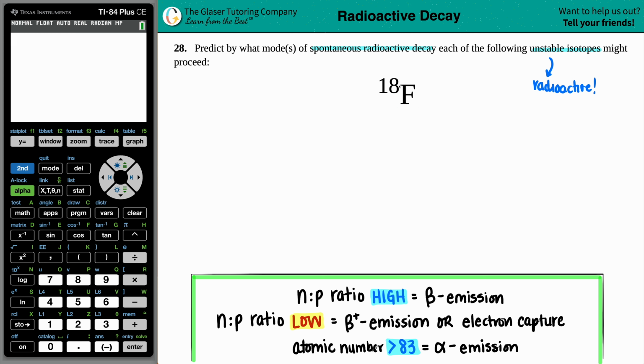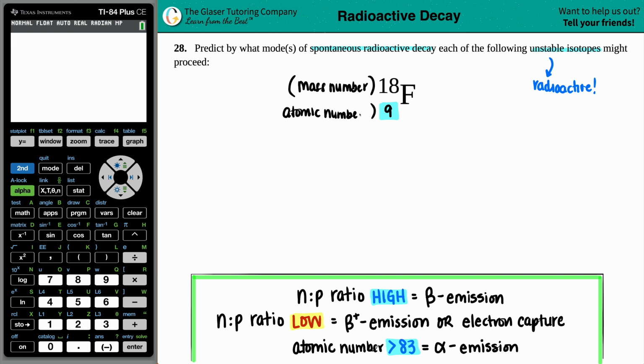Fluorine, if we look on the periodic table for the atomic number, because remember, the top number is the mass number. They gave us the mass number because that can change for the isotope, but the atomic number is never going to change. So fluorine on the periodic table is number 9. Now, we're clearly not higher than 83, so we can rule out alpha emission.